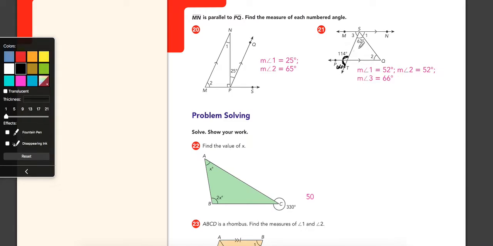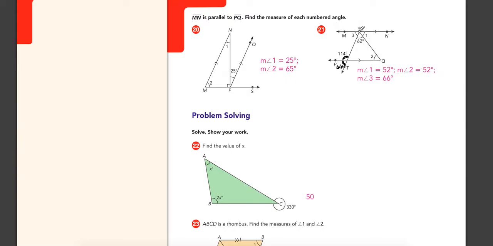All right. Now, since I have my parallel lines here, this line is parallel to that line, I know that this 66-degree angle plus angle 3 are corresponding angles. So that means angle 3 is 66. So I got 3 is 66. I'm going to put that here. That's also 66.